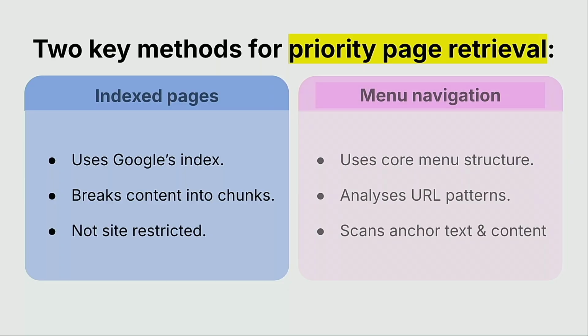Now, the second method is through your menu navigation. So in this instance, the user agent is going directly to your website and it's going straight to the core menu navigation. So all the pages that you are telling it are a priority by putting them in your main menu navigation. It will then use URL patterns and folder structure to understand your website hierarchy. And it will also scan anchor text and content on the page to relate that back to the keywords and decide what to retrieve. Now, both of these methods heavily use internal linking, so it is really, really important that you get this right.